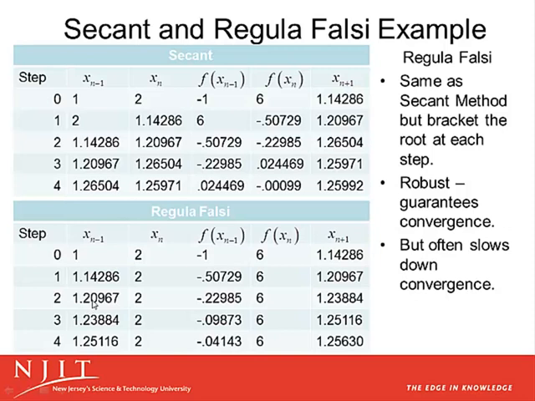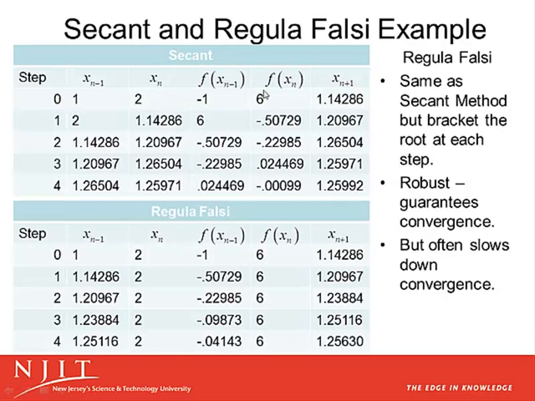There's another method that's very similar to secant method that's called regula falsi. Regula falsi is the same as the secant method, but we force ourselves to bracket the root at each step, just like with bisection. So we're kind of combining pieces of secant method with bisection. By bracketing the root, we guarantee that the method will converge, so it is more robust, but it often slows down the convergence.